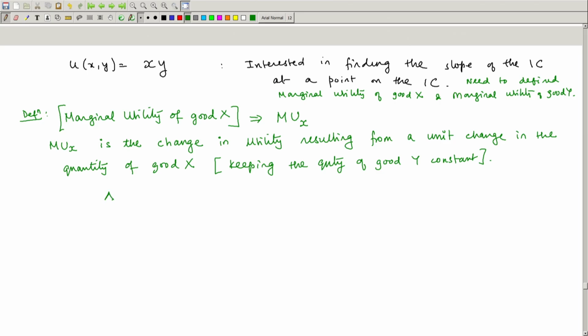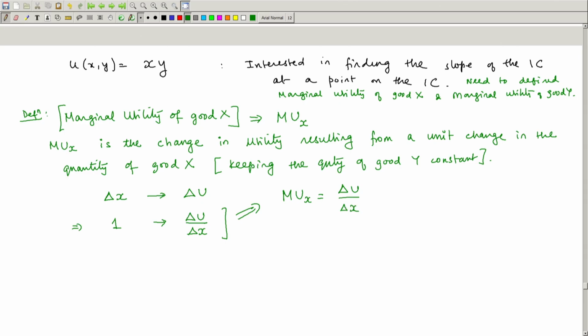So, a delta x change in the quantity of good x, let us say, leads to a delta u change in the utility, which implies that a unit change in the quantity of good x is going to lead to a delta u upon delta x change in utility. So, if I change x by a discrete amount delta x, and my utility changes by delta u, a unit change in the quantity of good x is going to lead to a delta u upon delta x change. By definition, then, the marginal utility of x is delta u upon delta x.